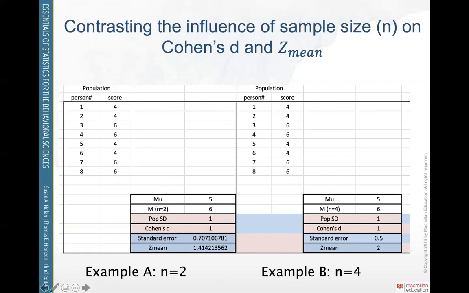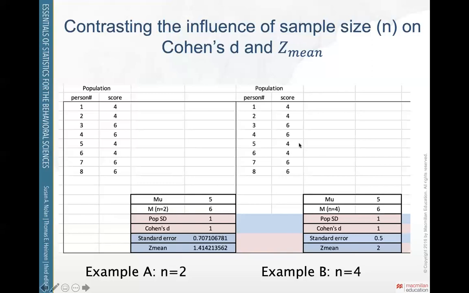The difference between these two examples, A and B, is the size of the sample that we are calculating a mean for. In example A, our sample size is 2. So we have this population of 8 people, we randomly choose 2 scores from this population, add up those 2 scores, and divide by 2. That gives us a sample mean, and we'll say that M stands for sample mean with a sample size of n equals 2. Let's say that we did that and our sample mean is 6.